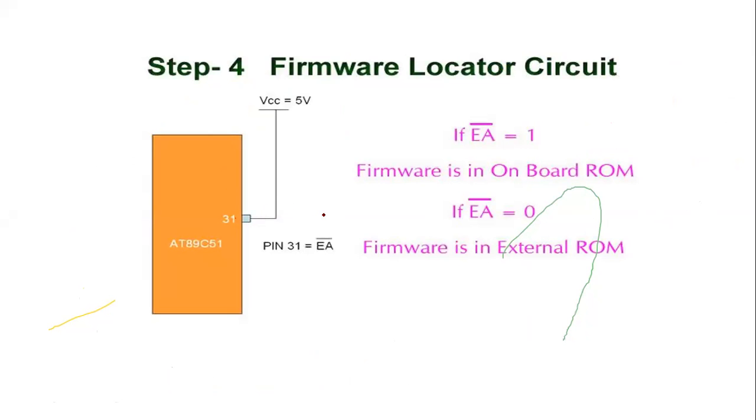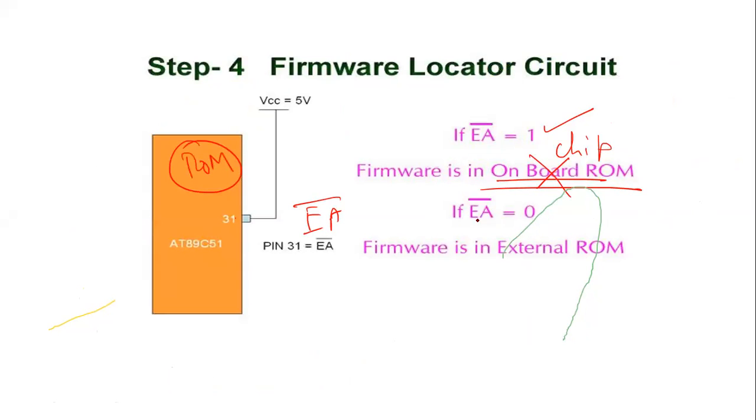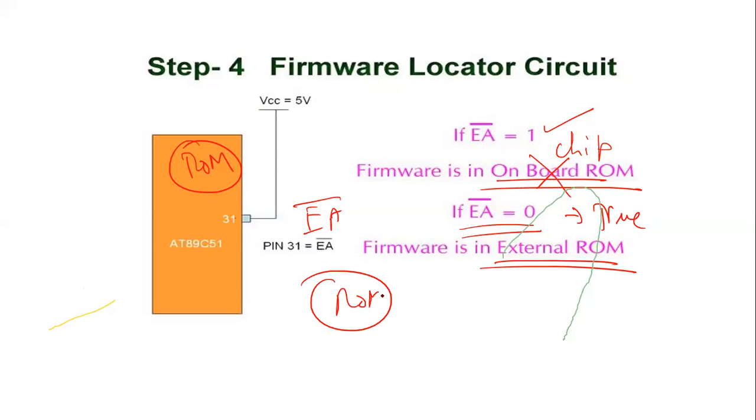Pin number 31 is the external access pin, the EA pin. If the EA pin is equal to 1, it means the firmware is onboard ROM. Onboard ROM means it is actually on chip, present inside the microcontroller. If EA is equal to 0, which means you make external access true, then the firmware is from external ROM. In that case, external ROM supplies the source code. We want it to be used this way, which means I want the on-chip ROM to be used, not the external ROM.